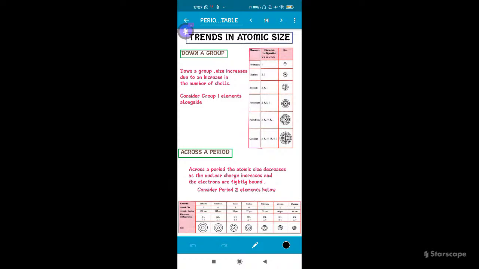What happens to the atomic size when we move down a group or when we move across a period? Let's see. Down a group, the size will increase due to the increase in the number of shells. Let us consider group 1 elements alongside. Over here we have a table where all the group 1 elements have been written. You can skip hydrogen because although hydrogen belongs to group 1, it also shows properties similar to halogens. So in the new periodic tables which you will see in the copies and in the various charts, hydrogen is not placed in group 1. Rather, it is placed at the topmost portion of the periodic table.